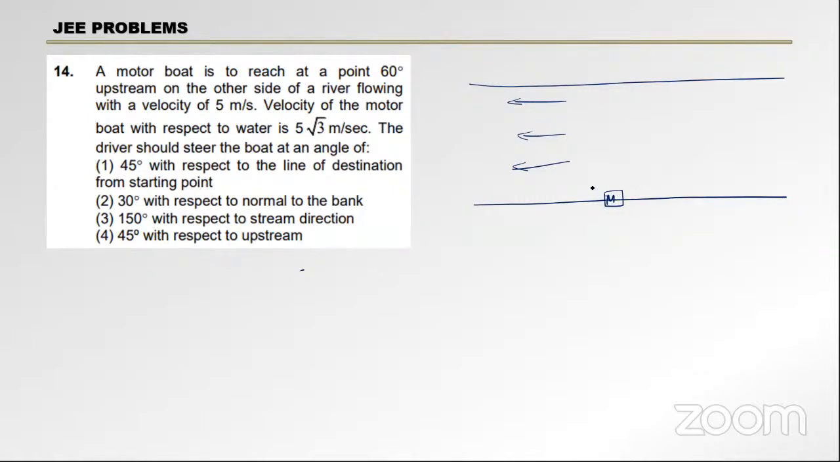So it is going 60° upstream on the other side of the river. Okay, so 60° upstream means like this, 60°. So here this motorboat wants to reach. Always assume the angle with the positive x-axis. That is the basic rule if it is not given in the question, right?